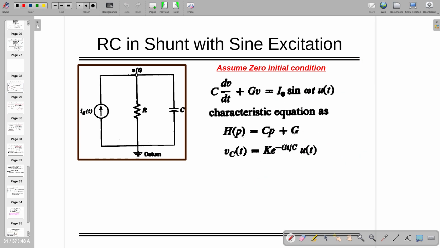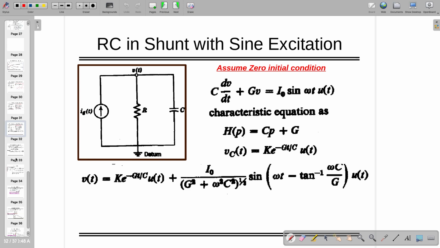Now let's solve this equation. So the characteristic equation is Cp plus G. Solving this is going to give me minus G divided by C. So Vc of t is equal to K e raised to minus Gt divided by C times u of t, right? Now I am finding the particular integral. It is similar to what I was talking to you about. The magnitude, and this will be the phase. Let's look at that.